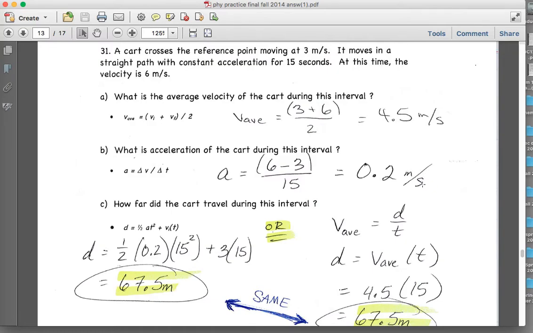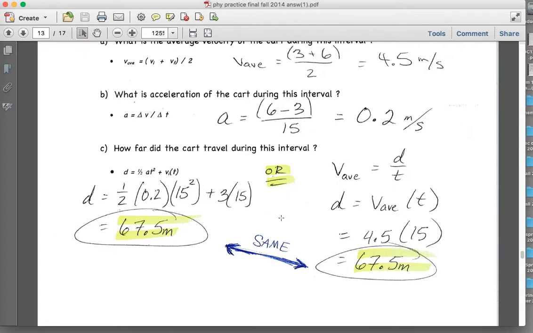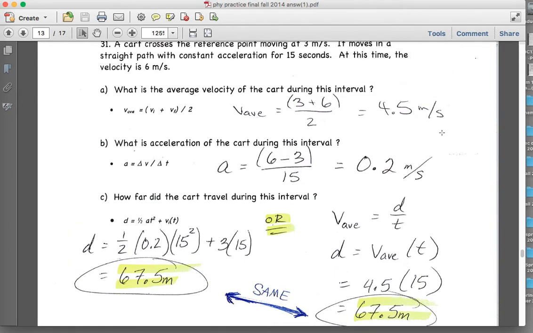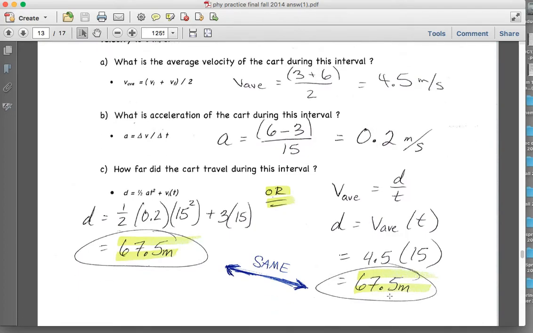That should say meters per second, mistake there. And then once you got that acceleration, you can use that for our distance formula. Remember, there was an initial velocity. Now, the other thing, if you know the average velocity for the whole journey, you can also use that to figure out the distance.